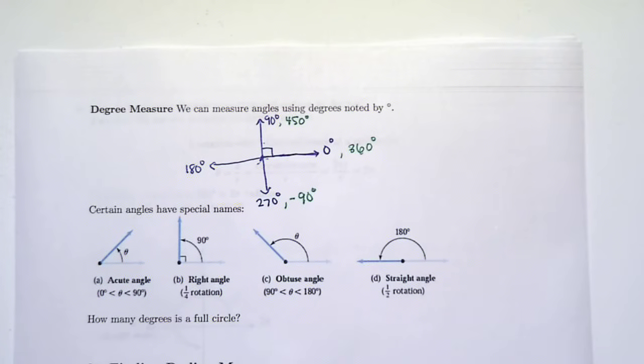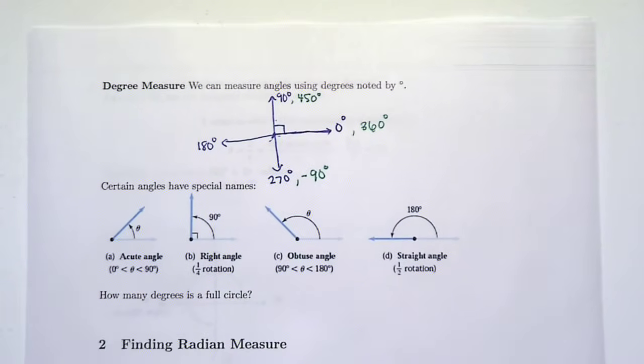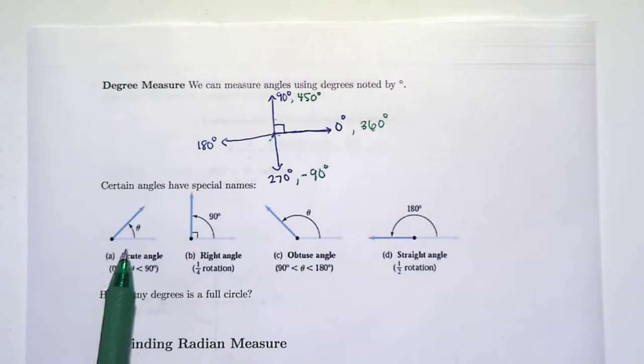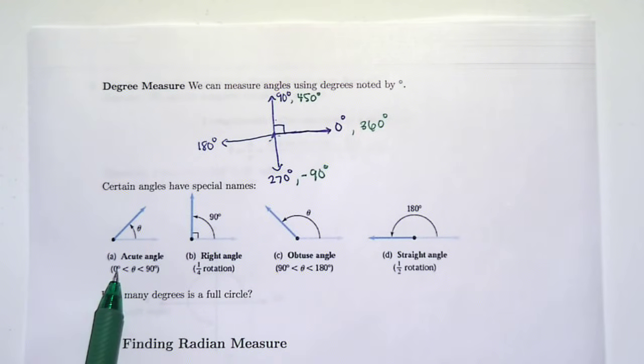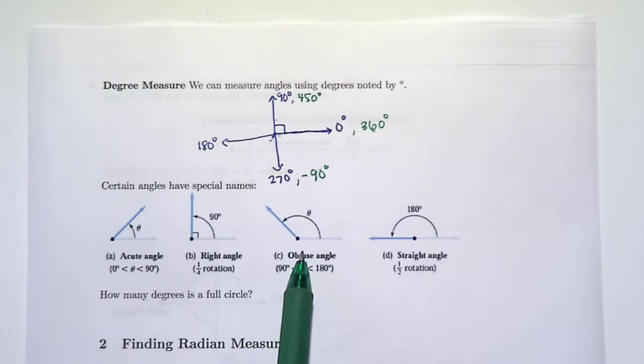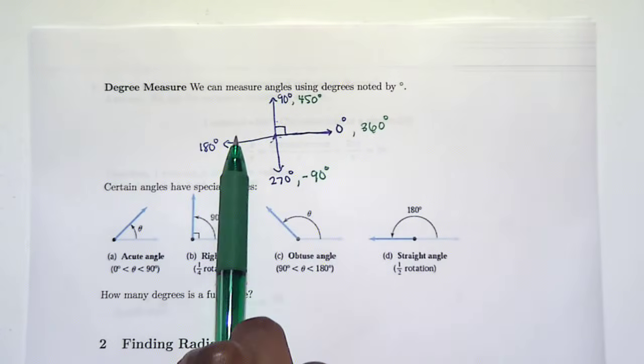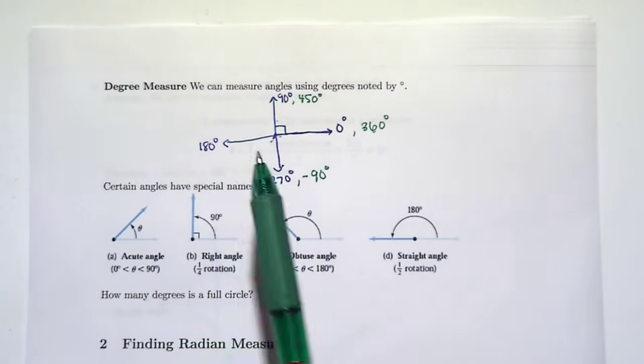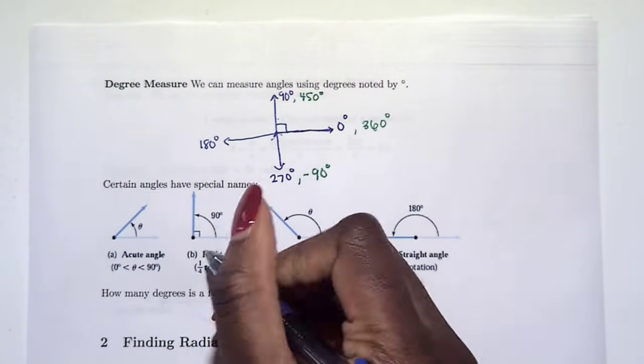All right, so certain angles have special names. If our angle is between 0 and 90 degrees, it's called an acute angle. If it's exactly 90 degrees, it's called a right angle. If it's bigger, so between 90 degrees and 180 degrees, it's obtuse. And if it's a straight line, we just call it a straight angle. So the question is, how many degrees is a full circle? How many degrees does it take to go all the way around? That would be 360 degrees.